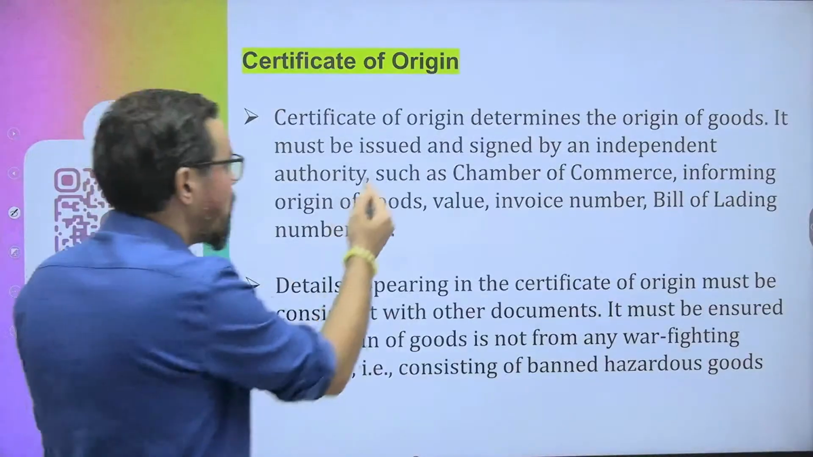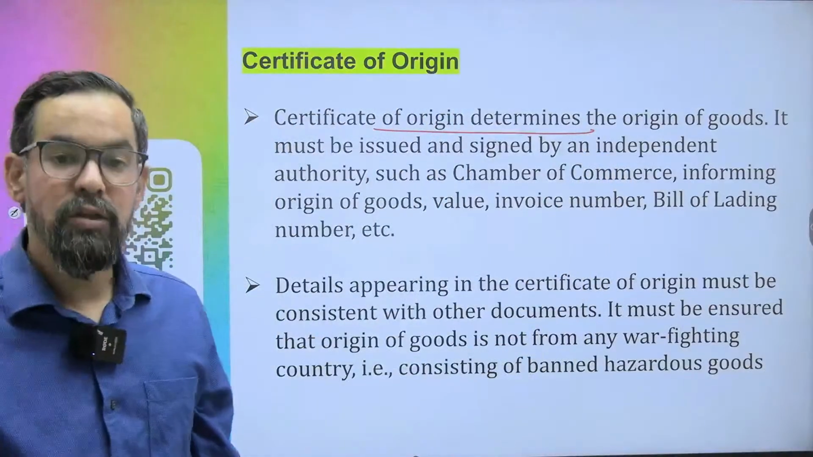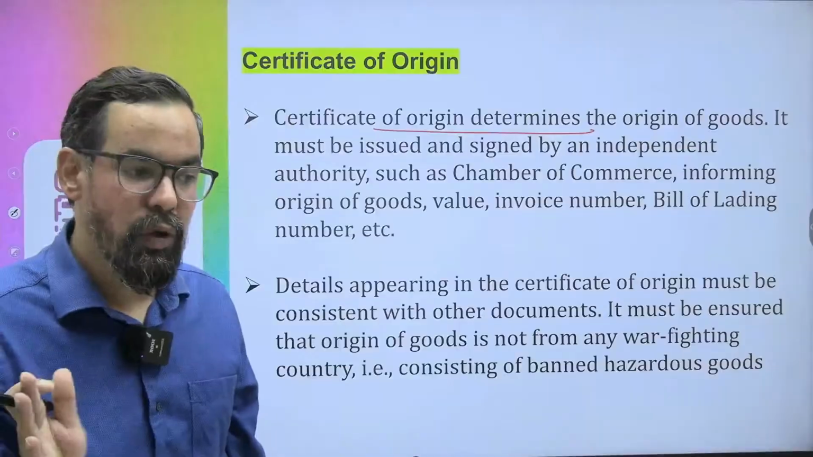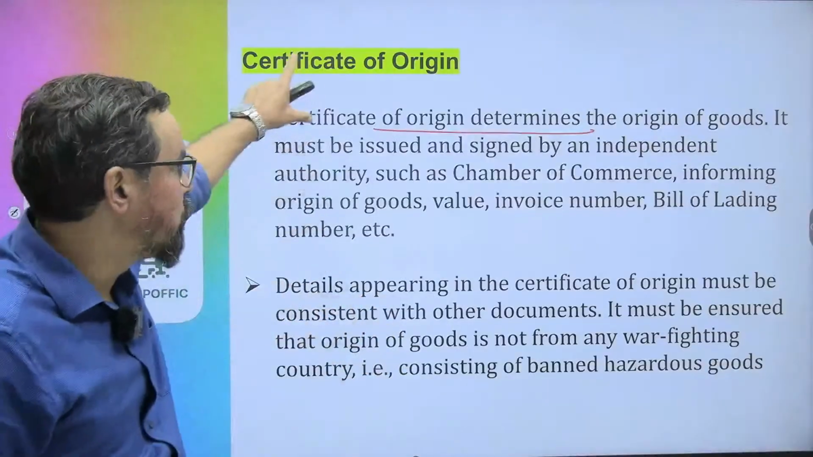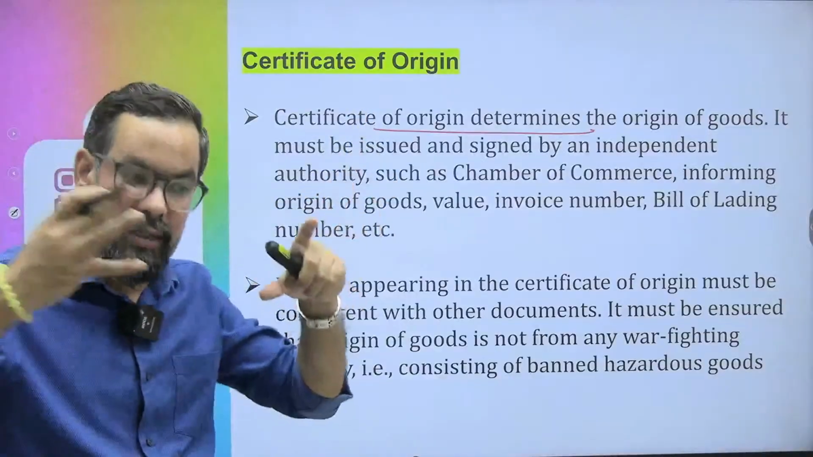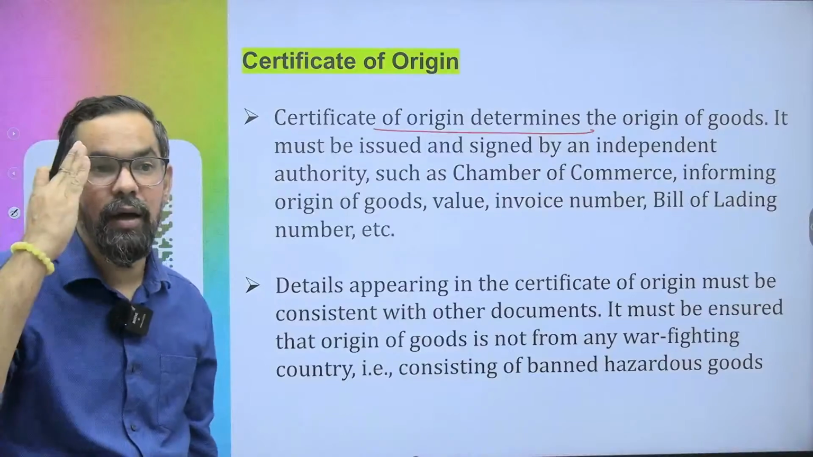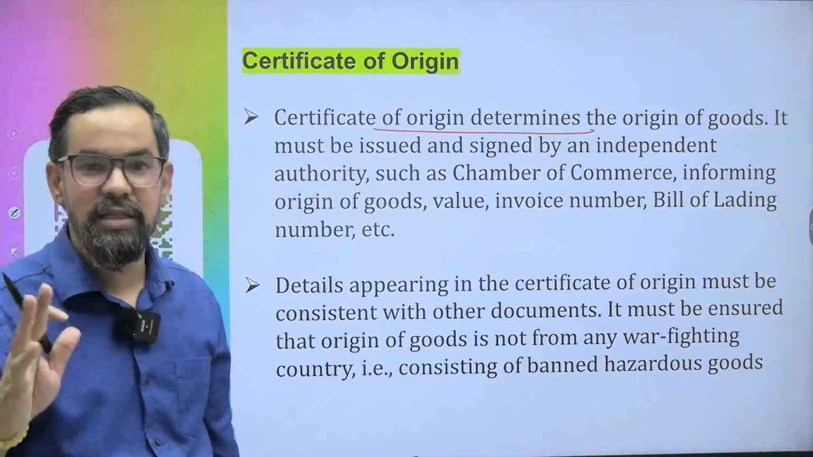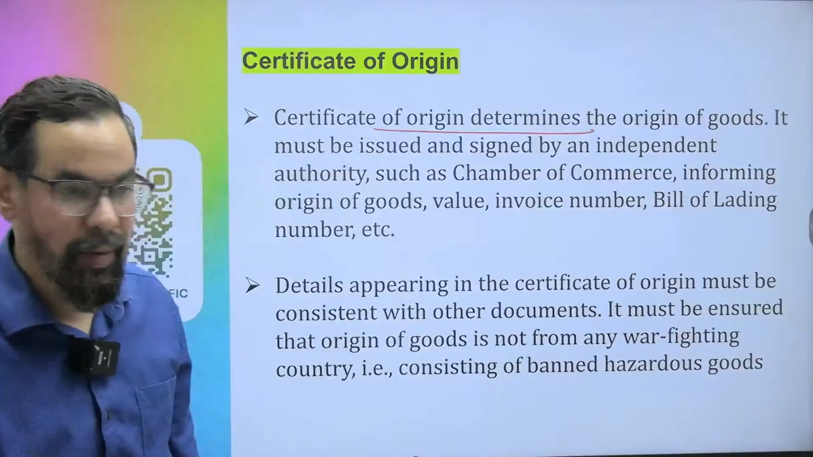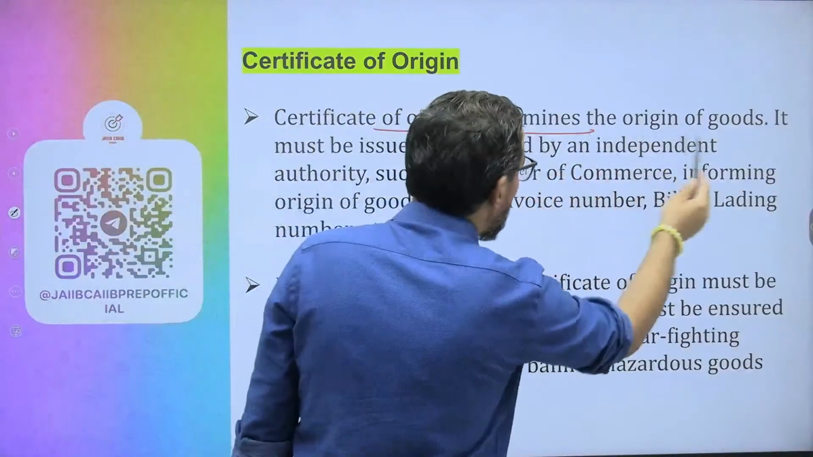So for the certificate of origin, once the seller is doing the shipment, their authorities will issue the certificate of origin, showing where these goods are coming from. In some cases, like dangerous countries, we have some sort of restrictions where these things cannot be done. So the certificate of origin determines the origin of goods.